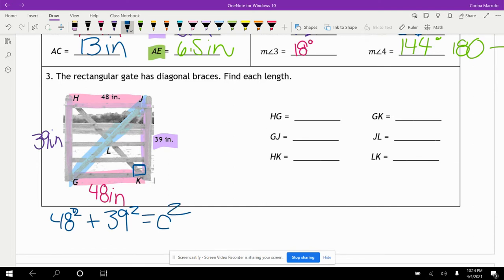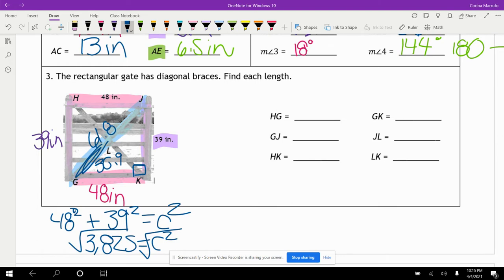So 48 squared plus 39 squared gives me 3,825 equals c squared. To find our diagonal, we take the square root, and that gives me 61.8. So from G all the way to L is 61.8. Then if I divide it by 2, because remember the diagonals bisect each other, just from here to here would be 30.9.